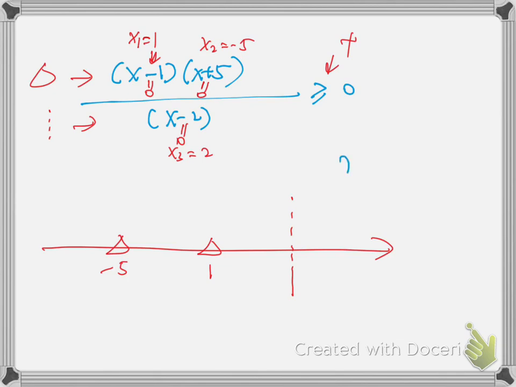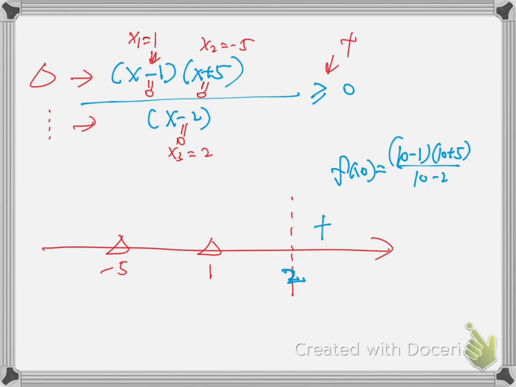And then we look at f of 10. You plug in 10, right? 10 minus 1, 10 plus 5, divided by 10 minus 2. So this is positive, right? 9, 15, 8, nothing negative. So this is positive. So here is 2, I forgot to write on the 2. Okay? So now this is positive.